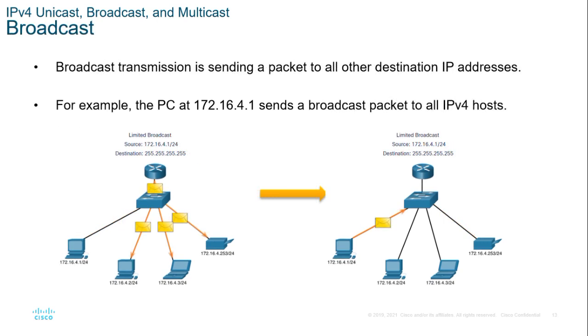Next is broadcast. Broadcast transmission is sending a packet to all other destination IP addresses. In a broadcast transmission, if a sender is sending a packet, except the sender, all others will receive this packet. The traffic travels from a single source to all destinations. In this diagram, the PC at 172.16.4.1 sends a packet to the broadcast address 255.255.255.255. This packet will be received by all devices on the network segment.